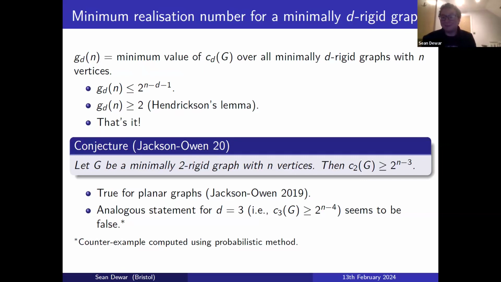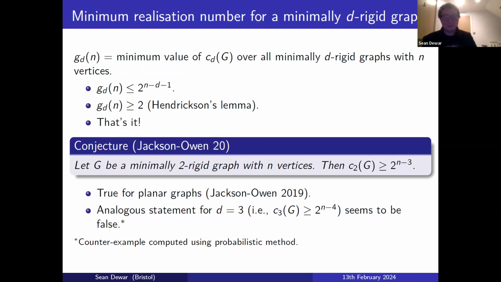But that's it. We can't actually prove that this lower bound is bigger than 2, even though we do believe in the 2-dimensional case that it's bigger than 2 to the n minus 3. So the lower bound on this thing is just horrible. And we seem to be stuck in a bit of a rut on it.